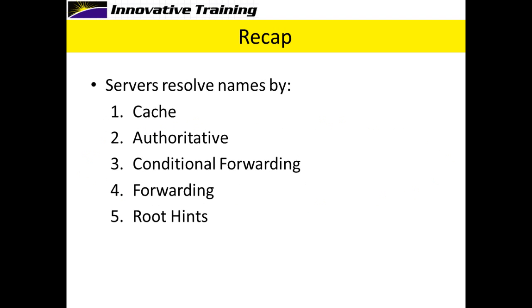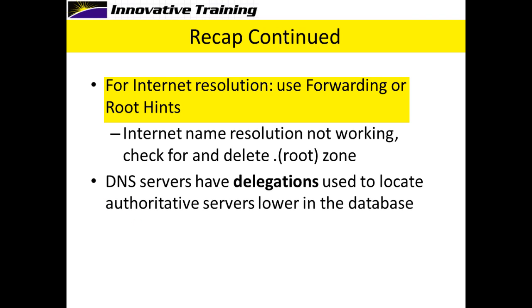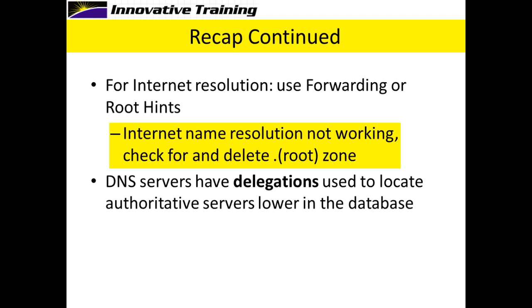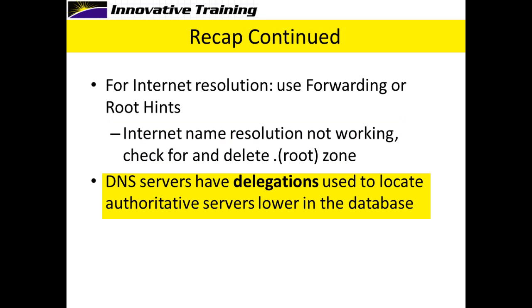Just to recap, DNS servers resolve names by first looking in the cache. Second, am I authoritative for that DNS domain? That is, do I have the zone that corresponds with the domain? Maybe there's conditional forwarding set up. If there's not, is there regular forwarding set up? And then if not, it's going to follow root hints. For internet resolution, use forwarding or root hints. And if internet name resolution is not working, you need to check for and delete a root zone. DNS servers have delegations that are used to locate authoritative servers lower in the database.